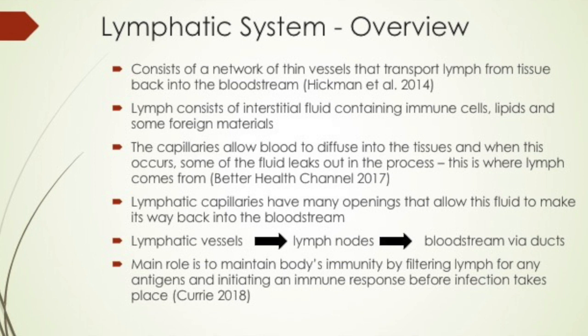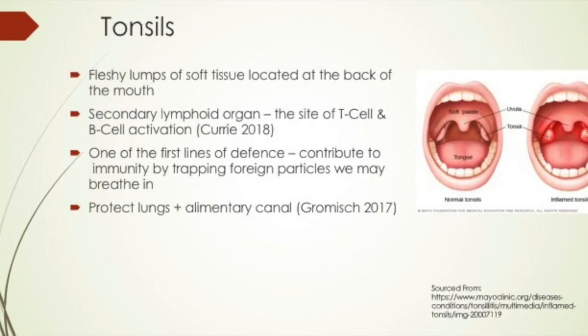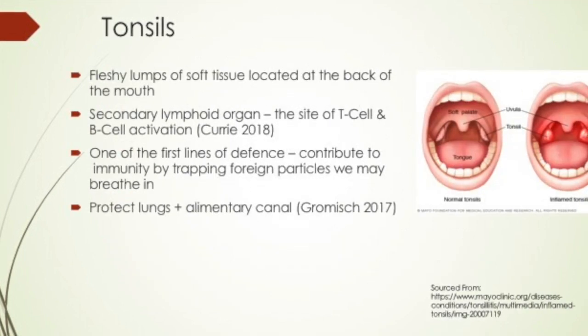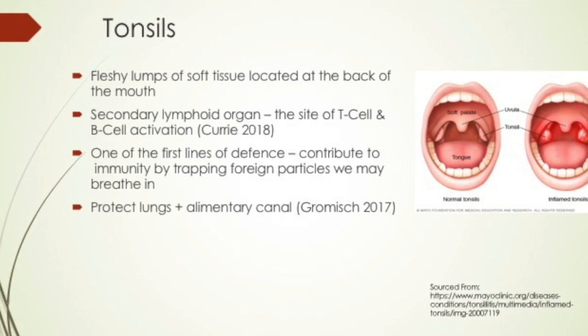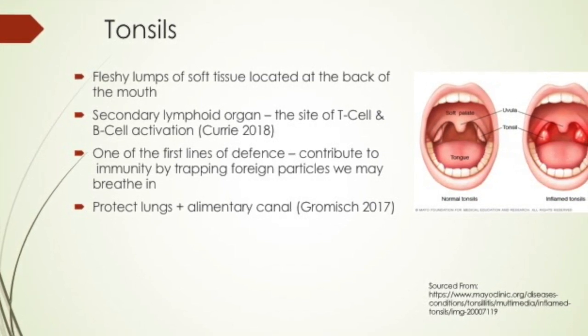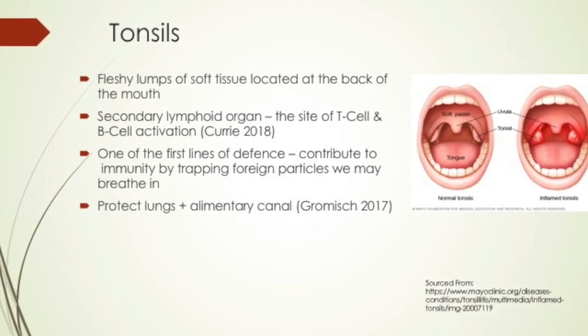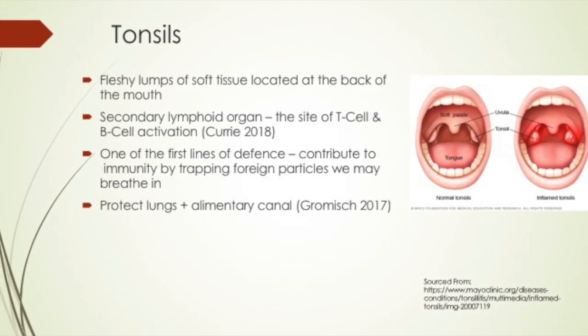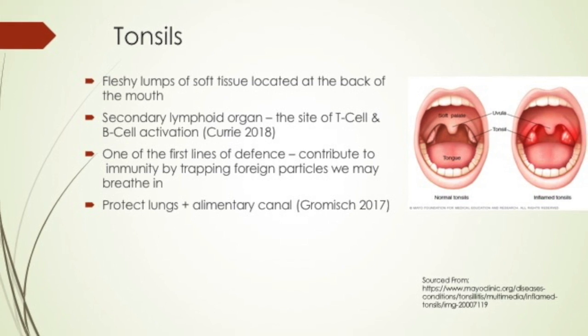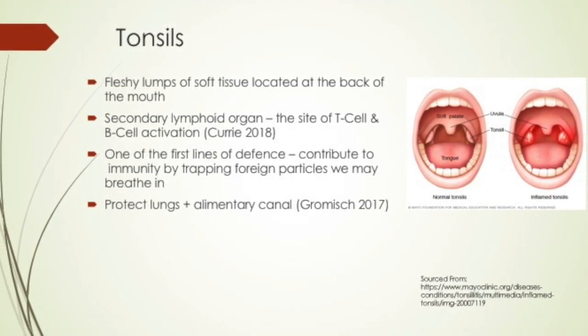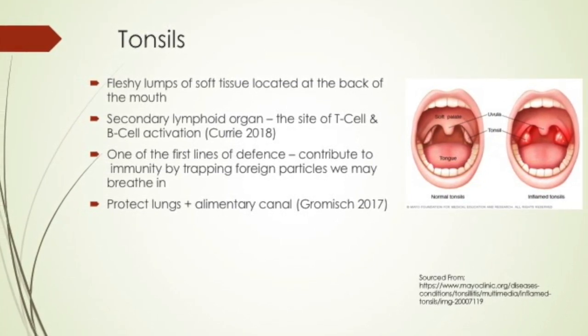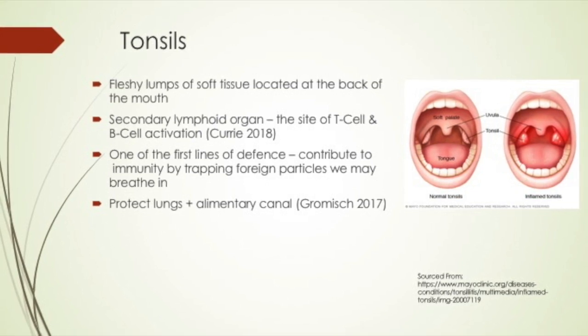The tonsils are fleshy lumps of soft tissue located at the back of the mouth, with one on each side. They are a type of secondary lymphoid organ. Primary lymphoid organs are the bone marrow and thymus, and this is where lymph cells like T cells and B cells are made and mature. Secondary lymphoid organs are the site of T cell and B cell activation.